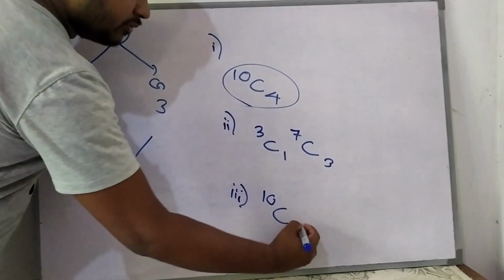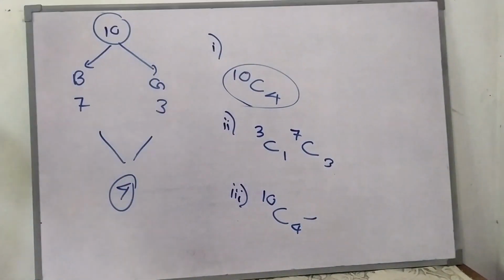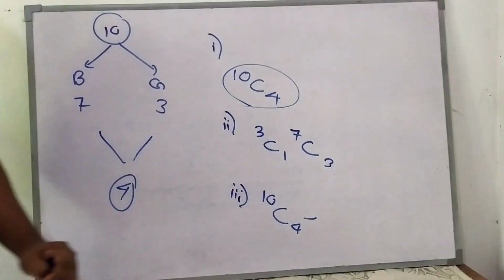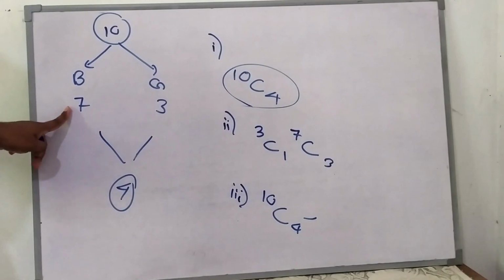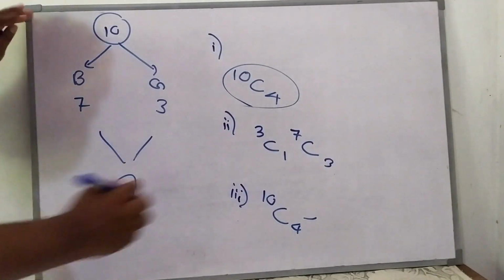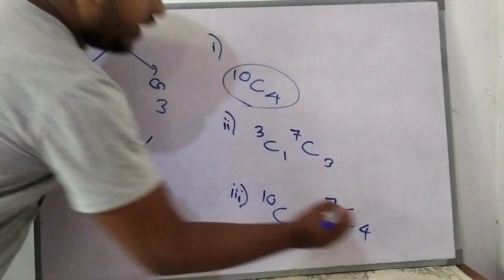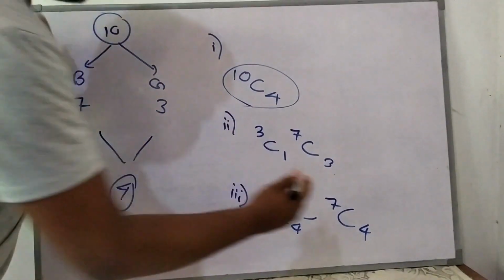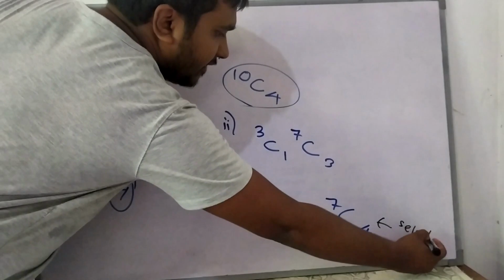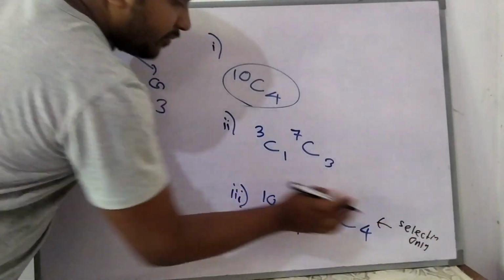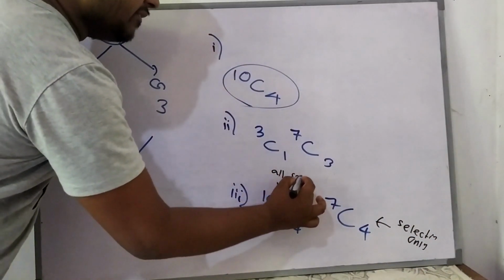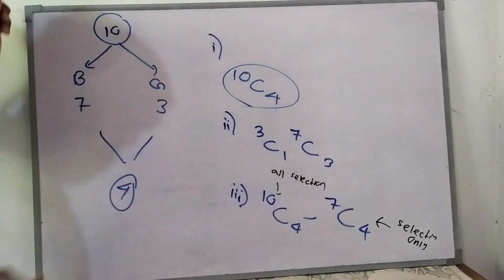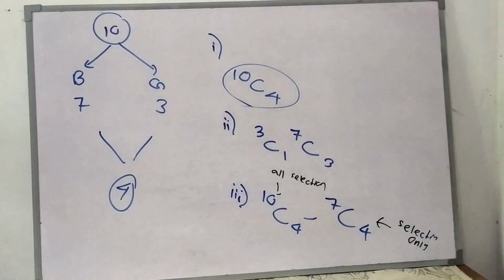So I'm going to subtract from 10C4 the selection of only boys, right? Selecting only boys is 7C4. So selecting only boys is subtracted from the all selection. So this is the row number 3.